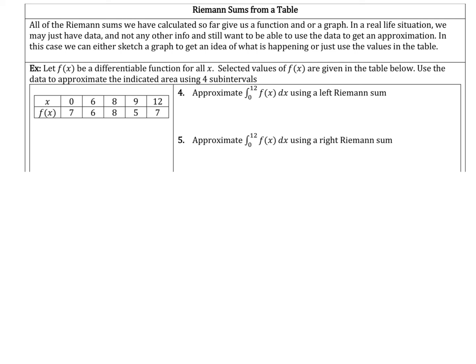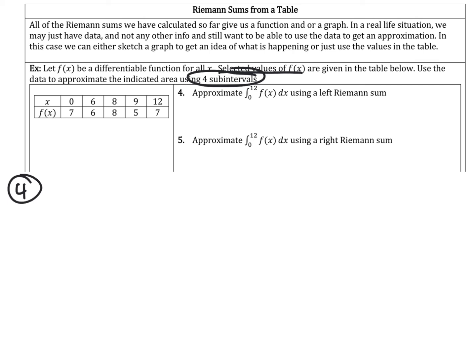What I'm going to do is create some more space, or we could just work through 4 and 5 down here. That's a better idea. So let f of x be a differentiable function for all x. We're just being given some selected values of f of x in the table below. Use the data to approximate the indicated area using 4 subintervals.